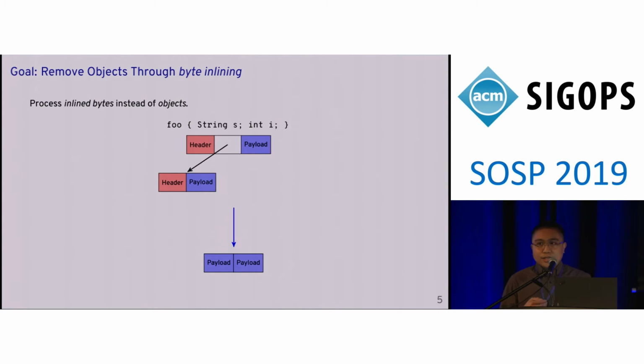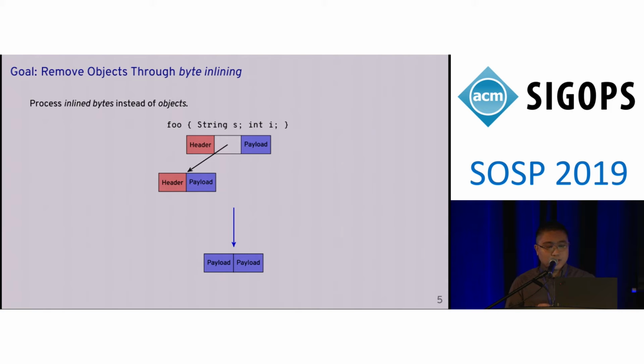So instead, can we just process the native bytes instead of deserializing them into objects? This transformation is called byte inlining. What is byte inlining? Take this object foo with a string field and an int field. To represent foo, we need a header, which contains meta-class information, a reference to a string object, and the integer i. To represent the string, we also need another object, which has its own header and the actual data that it represents. Notice that i doesn't have a header because it is not an object, it is a primitive.